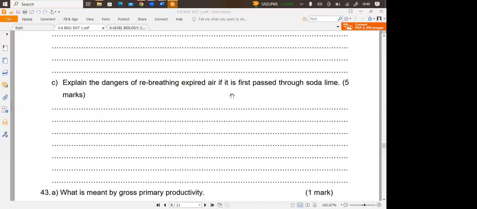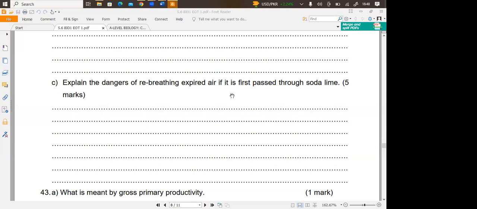Someone is asking, what is the composition of soda lime? Someone is saying that they did not get the concept of soda lime. Well, now people are asking the component. First of all, you don't need the component to know the component. But nevertheless, it is sodium hydroxide. So soda lime is sodium hydroxide. It absorbs carbon dioxide. That is the role of soda lime. Soda lime absorbs the carbon dioxide.